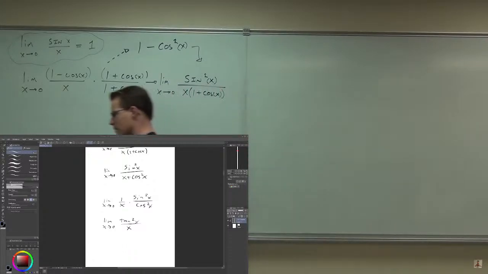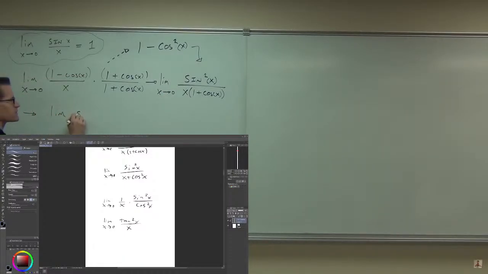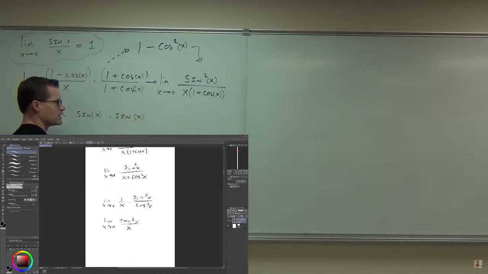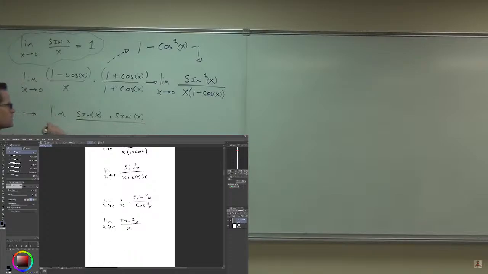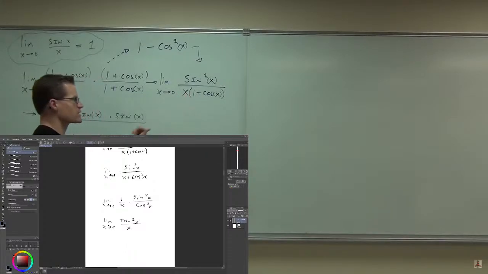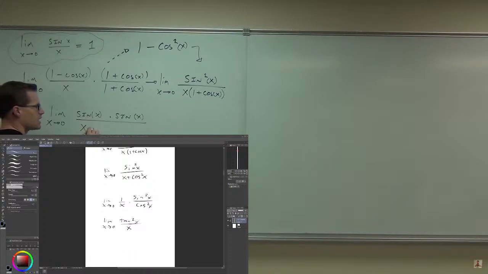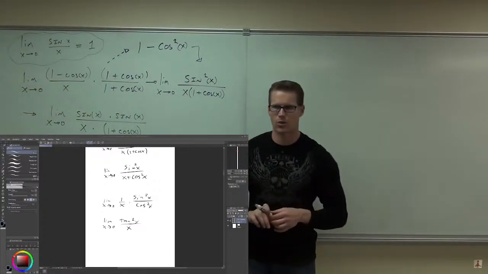So I'll show you step by step. Watch what we can do here. With our sine squared x, I know that I could make this limit of sine x times sine x. Is that not still sine squared x? Again, as x approaches 0. And then this thing, I'm not going to distribute it, for a very specific reason. Check this out. This is the same thing as x times 1 plus cosine x. So I haven't really changed that at all whatsoever.